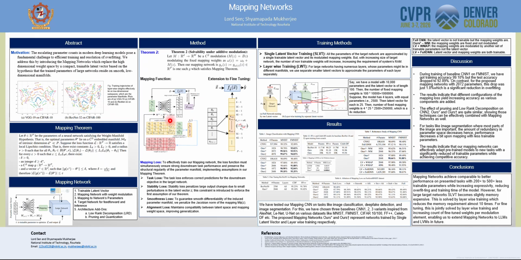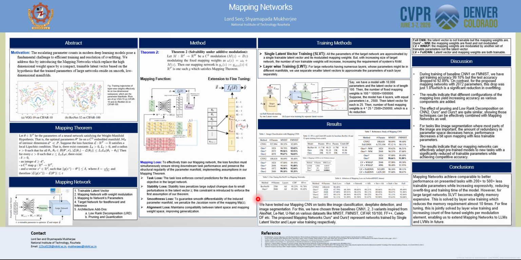additive modulation. To fine-tune large networks, we can use mapping networks to generate a tuning vector, and this tuning vector will tune the pre-trained parameters which will be used for the feed forward and inference.